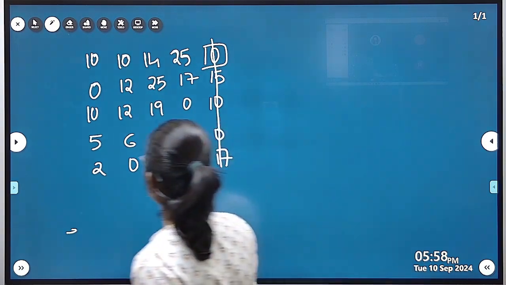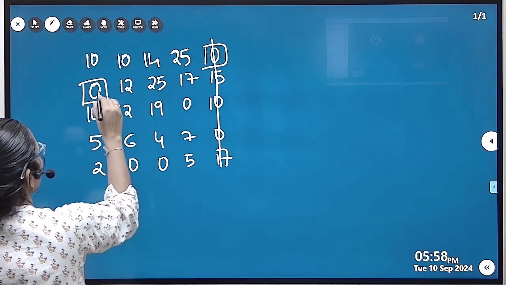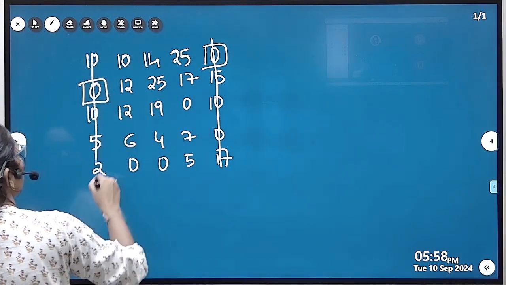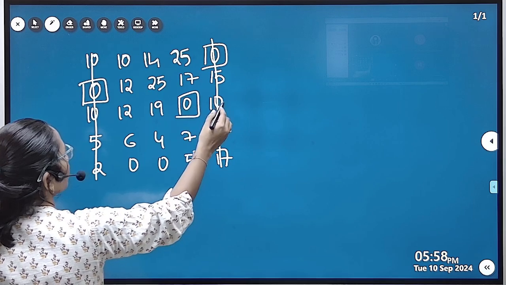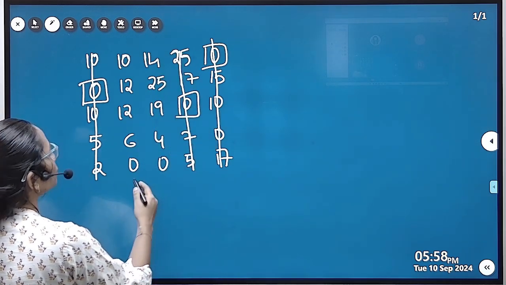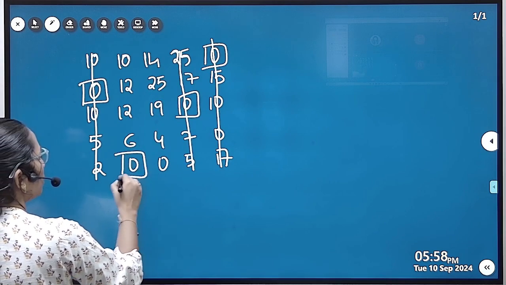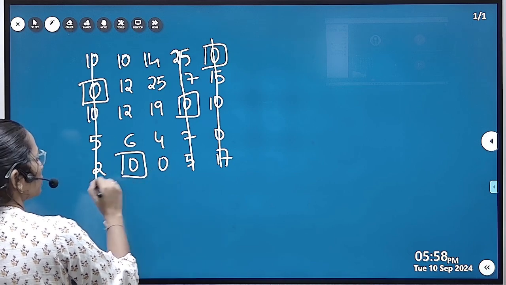Okay. So the next one, we'll take this one. So we will look like this or like this, and we'll cancel like this. So the next one, this one. We will look like this and cancel like this. And here there are two zeros. So if we take one 0, you need to cancel this 0 also.